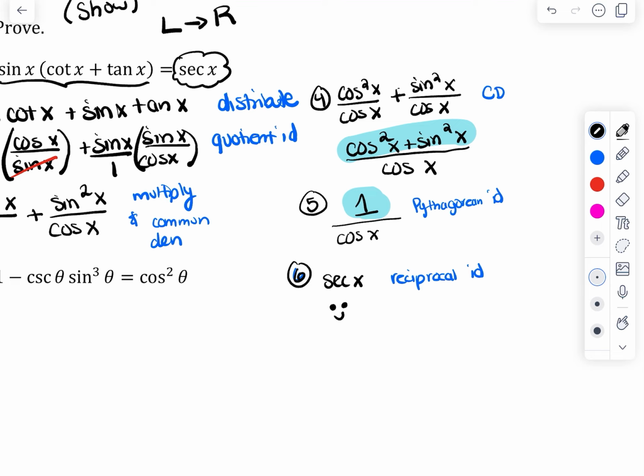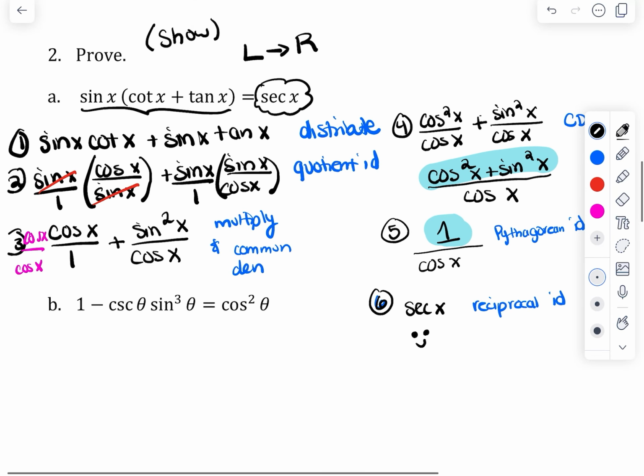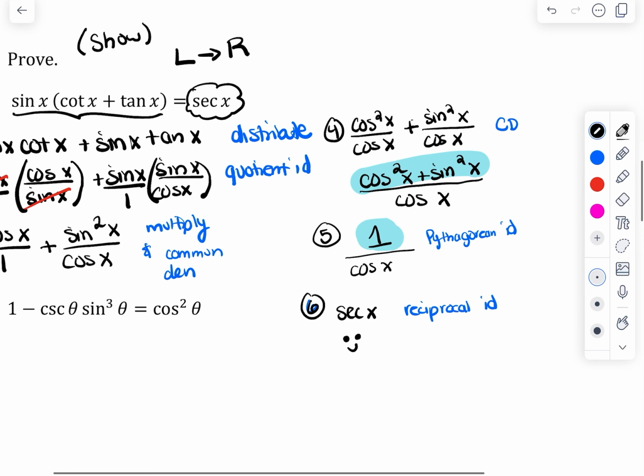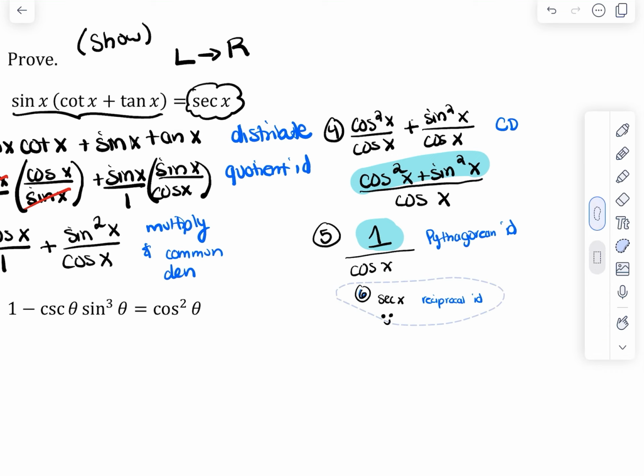Yay. So we distributed. We used the quotient identities to change cotangent and tangent. We multiplied and started creating a common denominator. We combined our common denominator. We changed the numerator using the Pythagorean identity, one of them. And then we used the reciprocal identity to change 1 over cosine to secant. Okay, perfect. Let's do another one, because again, the only way we're going to get really good is to practice more and more.